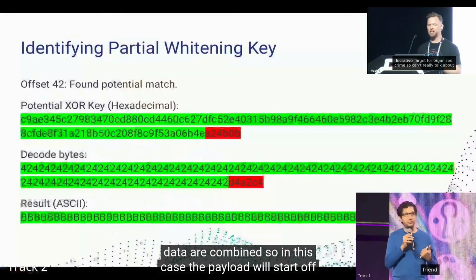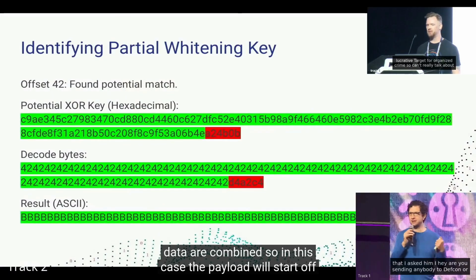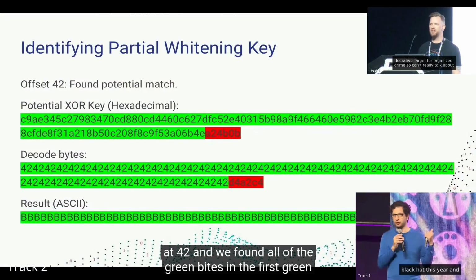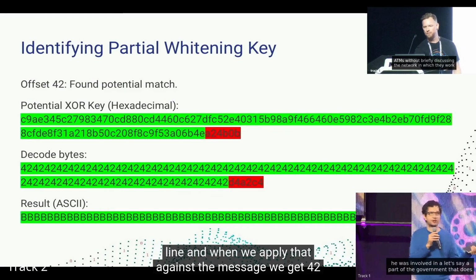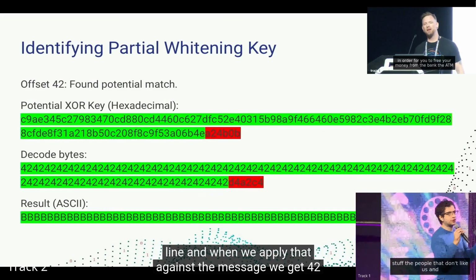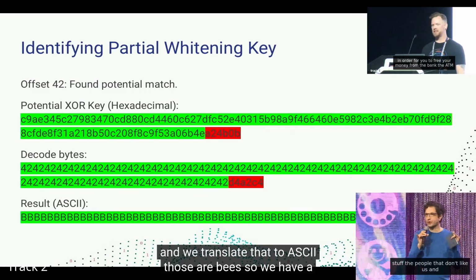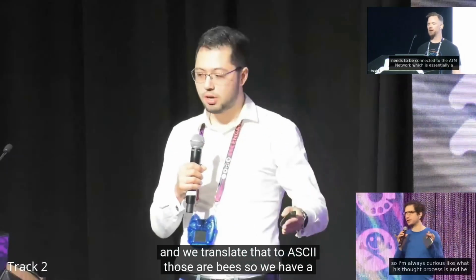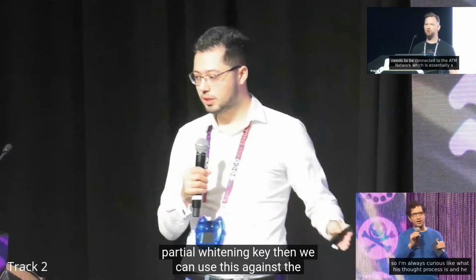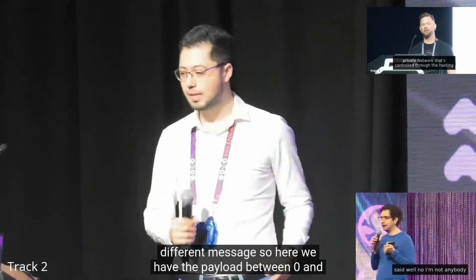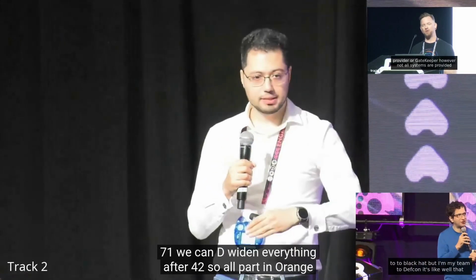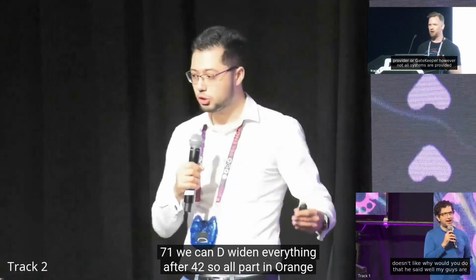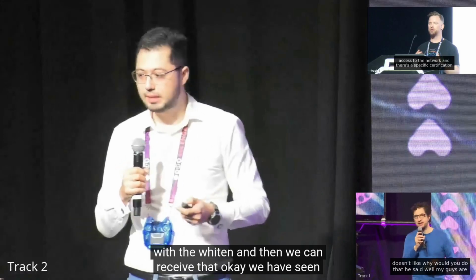At that point, we found our offset at 42. This means that goTenna is offsetting probably the entire header, because we've seen in the beginning that the header and data are combined. So in this case, the payload started off at 42, and we found all of the green bytes in the first green line. And when we apply that against the message, we get 42s, and we translate that to ASCII, those are Bs. So we have a partial whitening key.